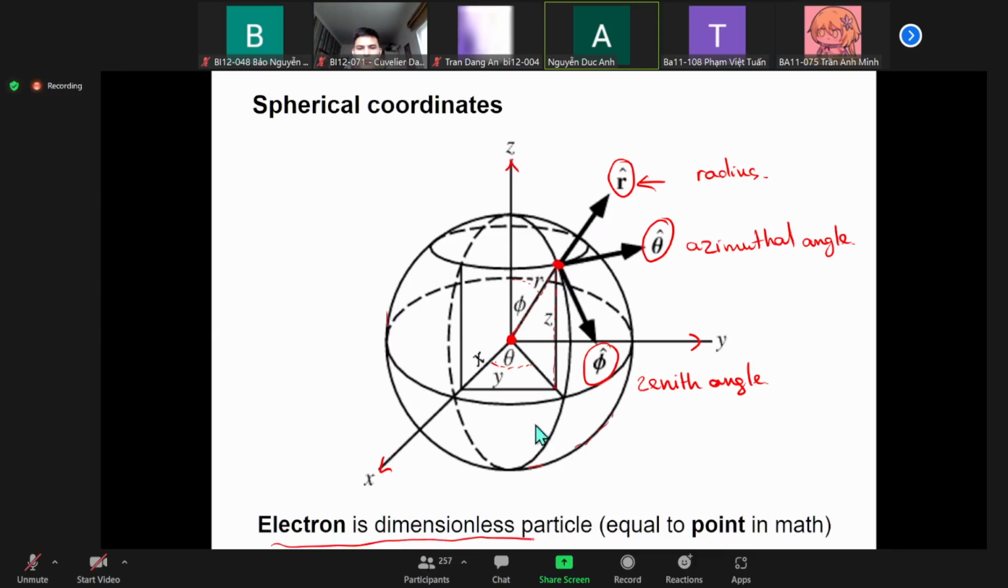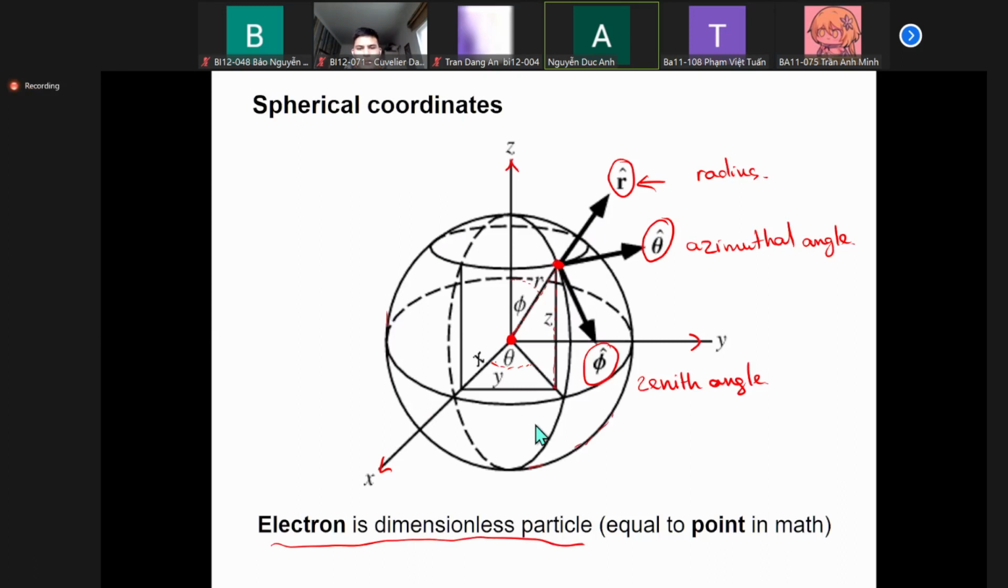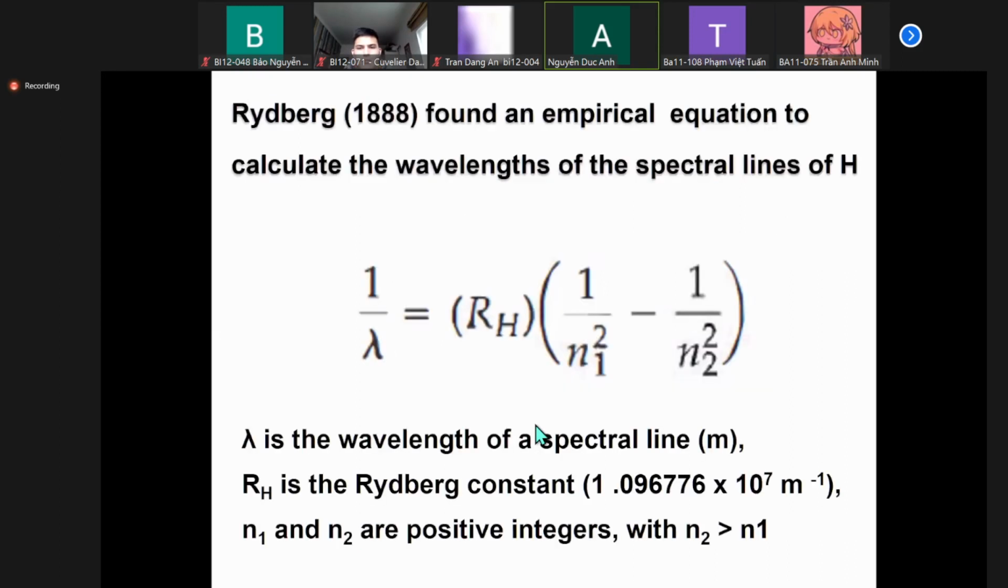And help me to remember this one. Electron is a dimensionless particle. This means that it has no dimension. Okay, you cannot see the diameter of an electron. You cannot say the electron has this width or this height. Okay, electron is a point and it has no dimension.